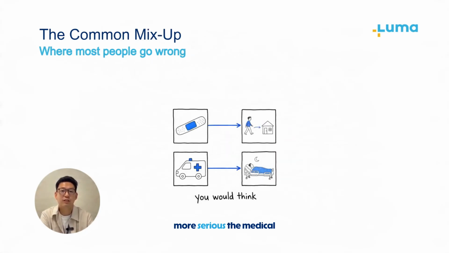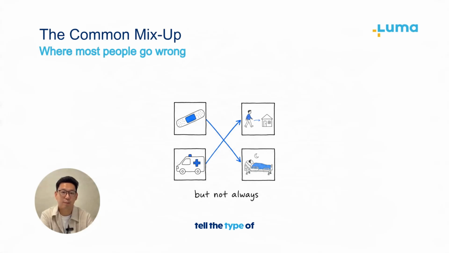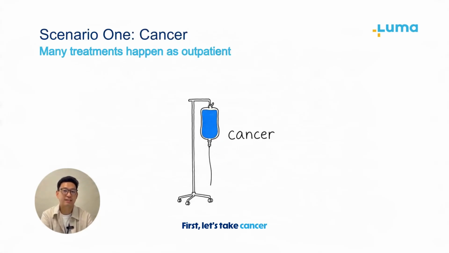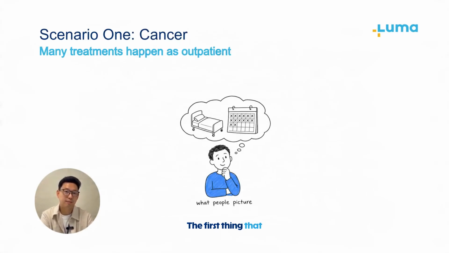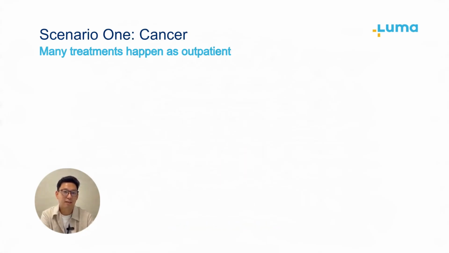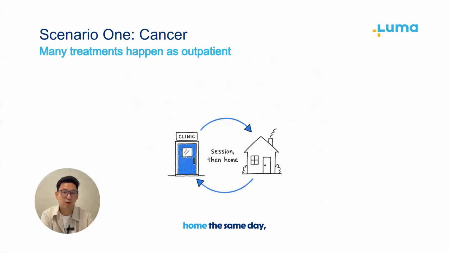You would think the more serious the medical condition, the bigger the visit, but you often cannot tell the type of hospital visit from the diagnosis alone. Let me give you three quick scenarios. First, let's take cancer as an example. The first thing that might come to mind is a patient spending weeks in a hospital bed, right? In fact, many cancer treatments, such as chemotherapy and targeted therapy, can be done as outpatient visits. The patient comes in for the session, goes home the same day, and comes back for the next one.